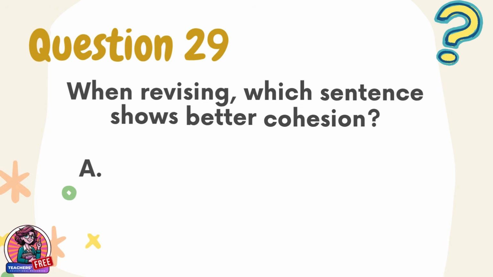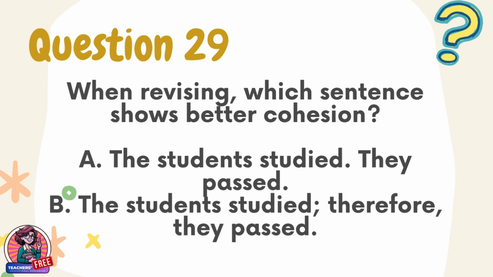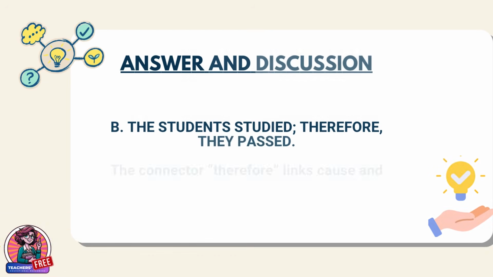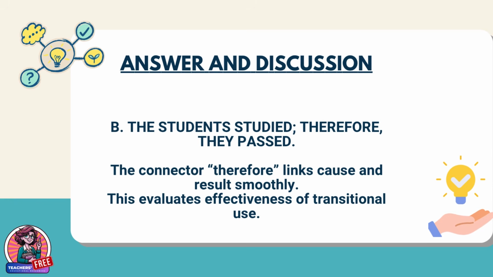Question 29. When revising, which sentence shows better cohesion? A. The student studied. They passed. B. The student studied, therefore, they passed. Answer. B. The student studied, therefore, they passed. The connector therefore links cause and result smoothly. This evaluates effectiveness of transitional use.